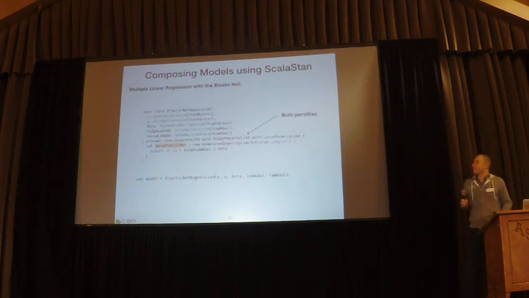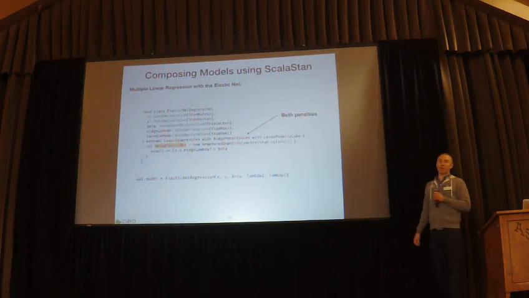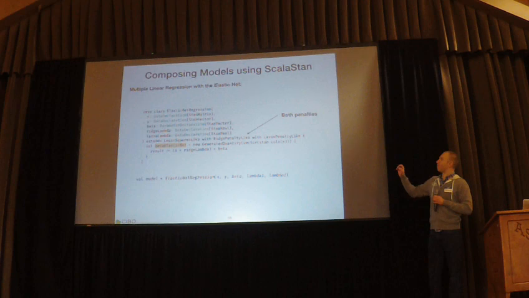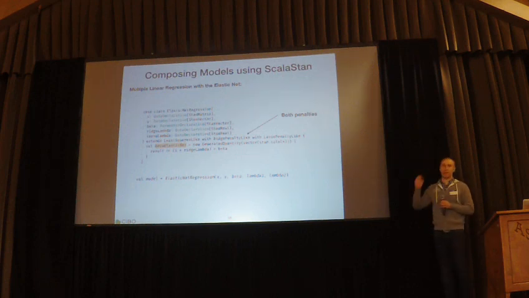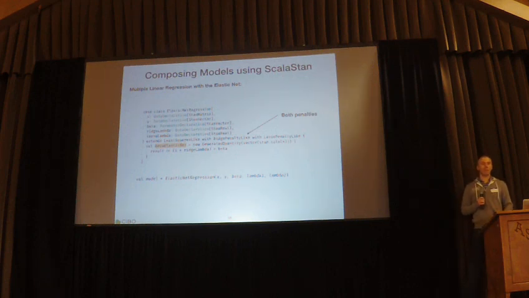And combining that, we can do elastic net regression, this is just straight from the manual, where we do least squares with the ridge penalty and the lasso penalty, and now we have elastic net that we can reuse over and over again.